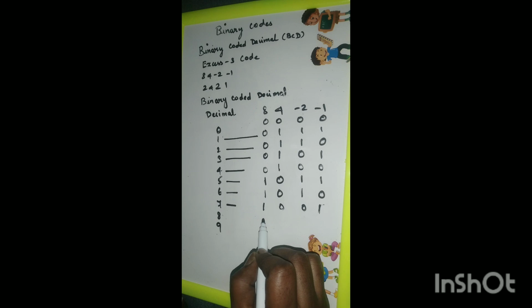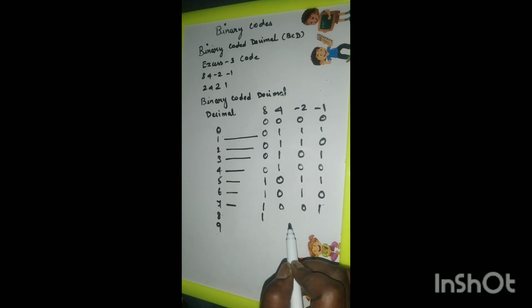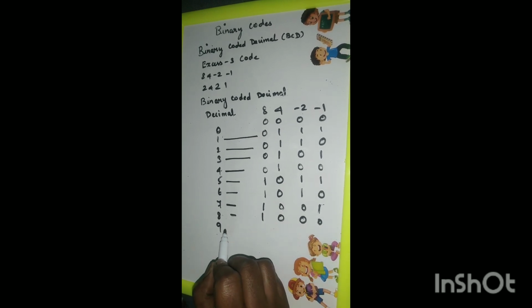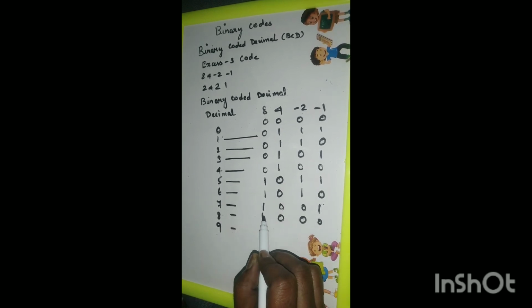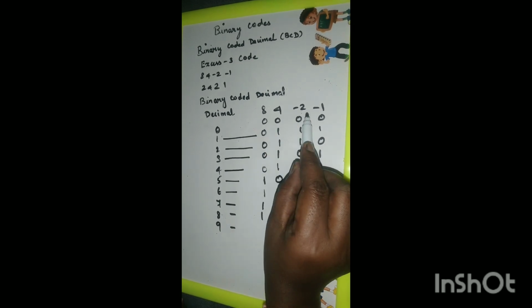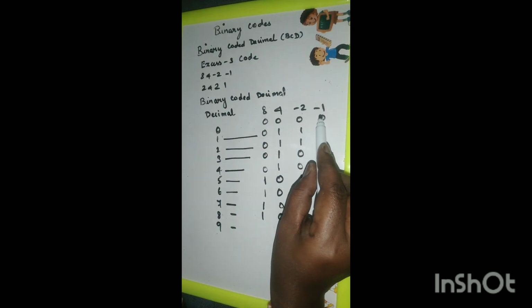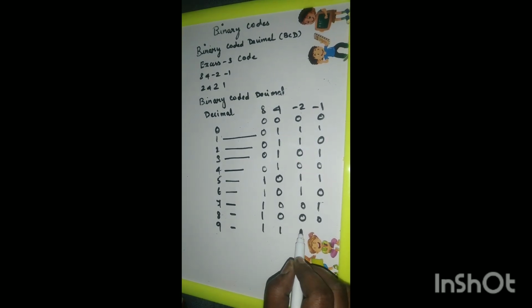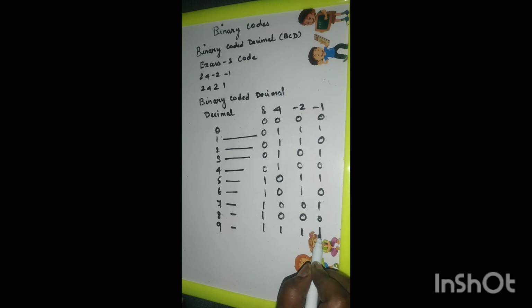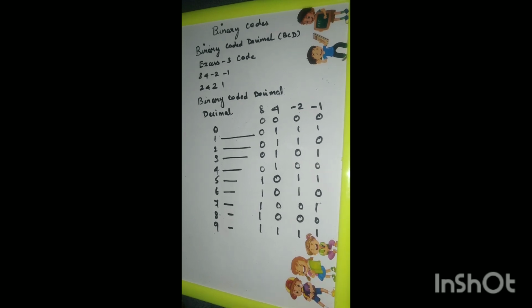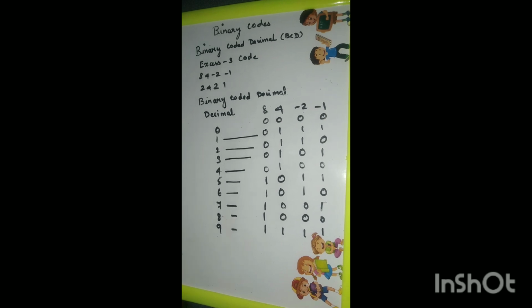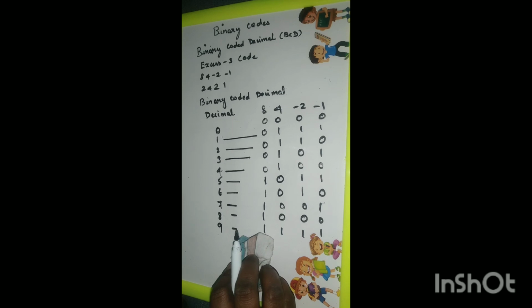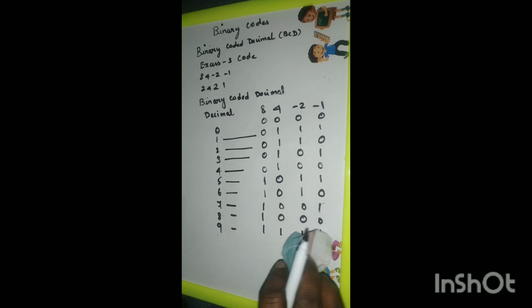Next is 8. We have 8 already, so we assign 1 for 8, and for others, 0. Next is 9: 8 plus 4 is 12, 12 minus 2 is 10, 10 minus 1 is 9. So for 9, we put 1 for all of 8, 4, minus 2, minus 1. That's all about 8 4 minus 2 minus 1, which is also a self-complementary code and a weighted code.